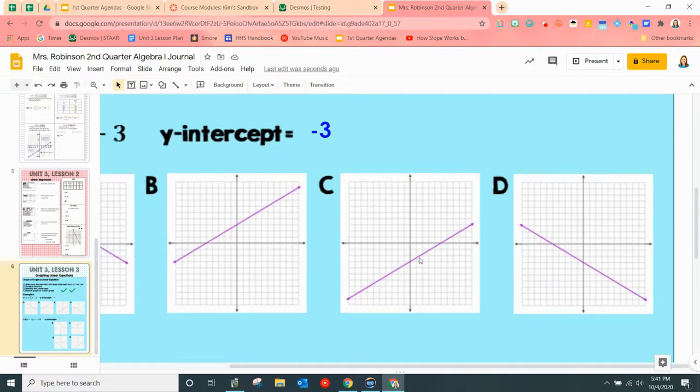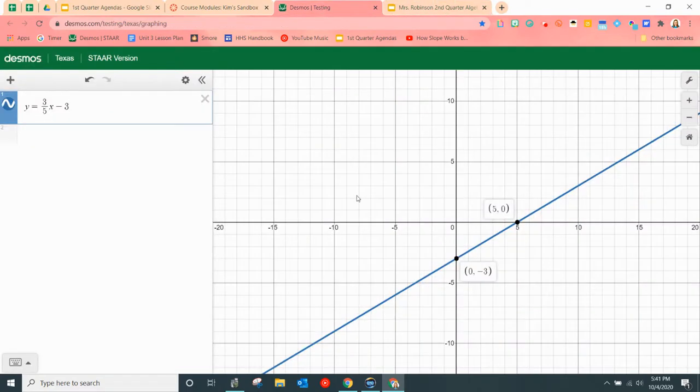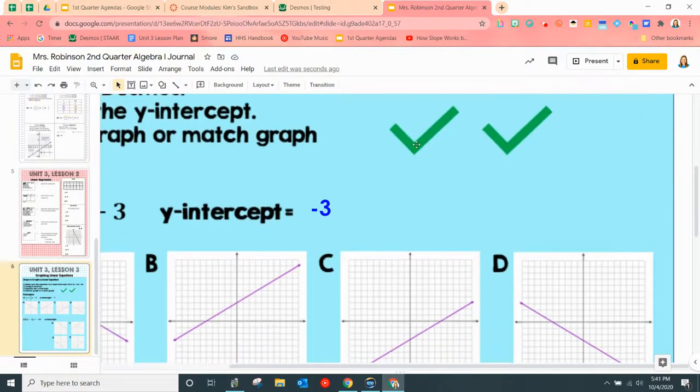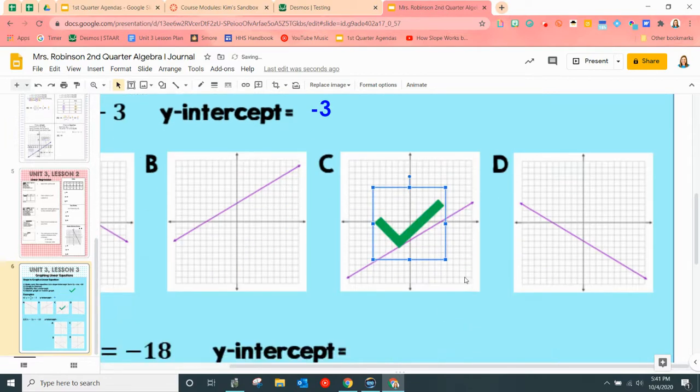So which one is it? They're both crossing at 1, 2, 3. They're both crossing at -3. Go back to Desmos and notice this one's increasing. This is a positive slope. So this one's increasing. This one's decreasing. So it has to be C. So what you would do is take one of your check marks down here, where you click and drag them, put it over C. So that way you know the answer is C.